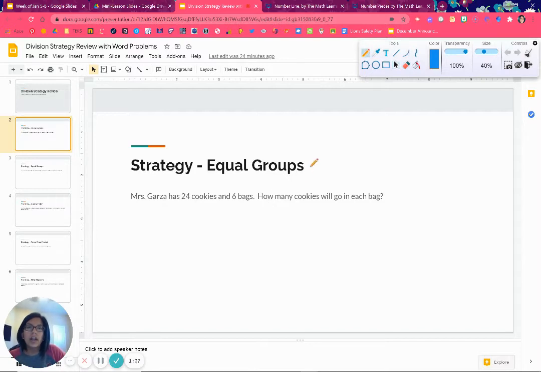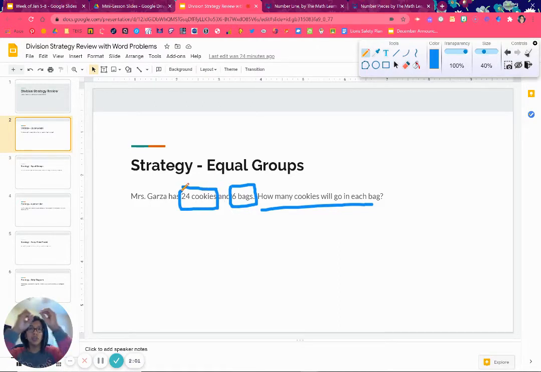So we're looking for how many cookies go in each bag. It gives us 6 bags. That is your groups. Groups are anything that is put together. It could be teams, boxes, packages. Things that are grouped together are known as groups. And a bag holds things together, so that's a group. Then you have 24 cookies. That is your total. Remember, division is when you have a total and you separate into equal groups. That is division.